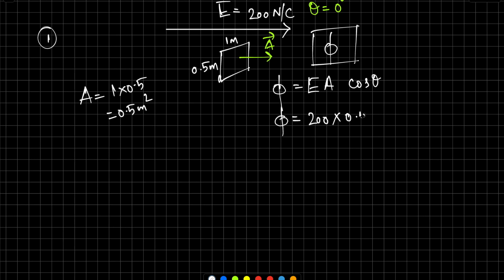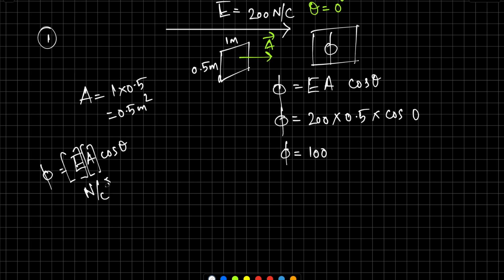Substitute here 0.5 times cosine of the angle between electric field and area vector. They're in the same direction, so there is no angle between them. So cos 0. Cos 0 is 1, so 200 times 0.5 is 100. What's the unit? Phi equals EA cos theta, so unit of phi will be unit of E times unit of A. Electric field is Newton per Coulomb, area is meter square. So Newton meter square per Coulomb.